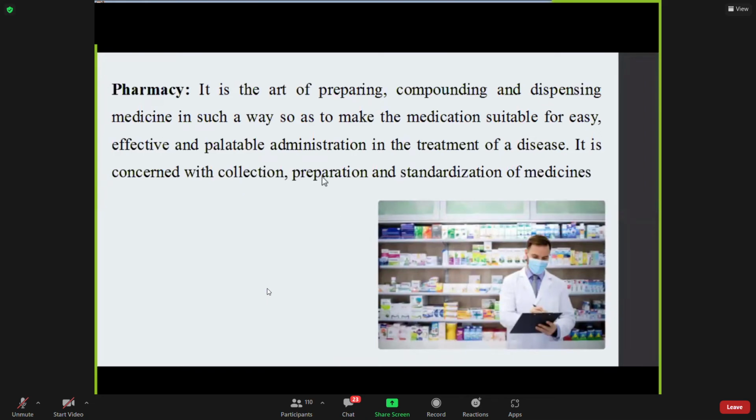Coming to pharmacy, pharmacy is something different from pharmacology. It is the art of preparing, compounding, and dispensing the medicine in such a way that the drug will become more suitable for administration. It will become more effective and palatable. So it is the preparation of some medicines at some laboratory and compounding in such a way that it becomes more palatable for administration.